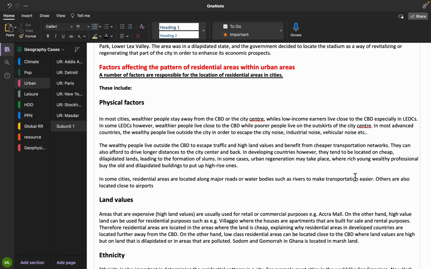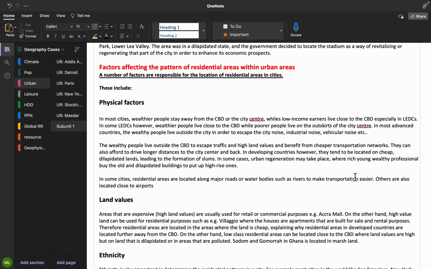So in some LEDCs, however, wealthier people live close to the CBD, while poorer people live in the outskirts of the city. In most advanced countries, wealthy people live outside of the city in order to escape the city noise, industrial noise, and vehicles. And the wealthy people live outside of the CBD to escape traffic and high land values and benefit from cheaper transportation networks, since they can afford to buy their own cars.